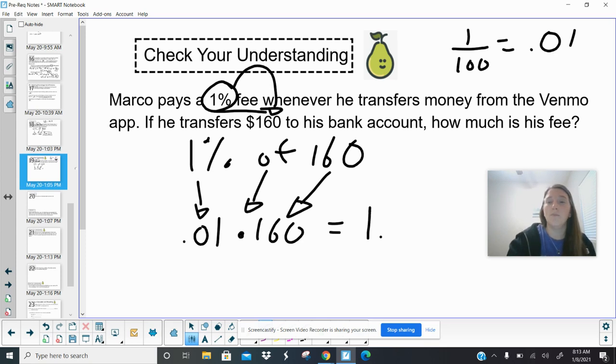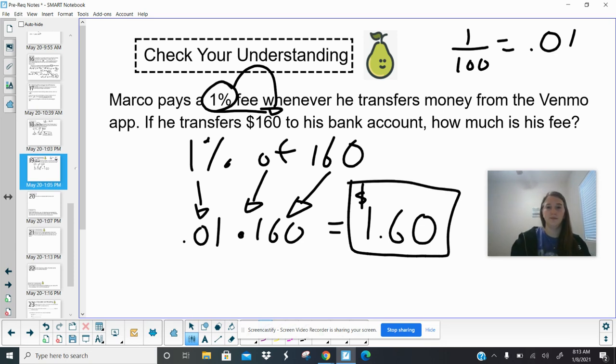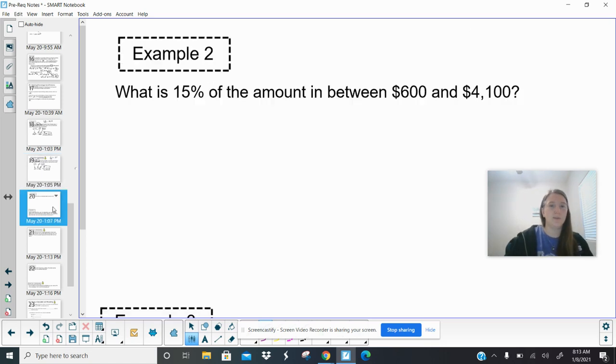We got 1.6. Now, once again, I would take that because I'm pretty flexible, but this is money, so I'm going to put a zero to make it $1.60. So that would be the fee. So that's how those apps work. If you've ever heard any of those PayPal apps, they usually charge like a fee to transfer some money. And that's how they make their money. Let's go ahead and keep going.